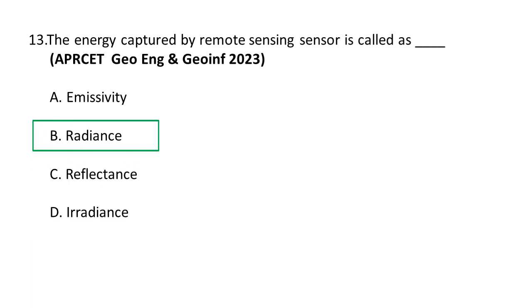In remote sensing, radiance is the amount of electromagnetic energy that an object or a scene emits or reflects. So it's a variable that remote sensing instruments directly measure, and it has units of watt per steradian per square meter. Next question.